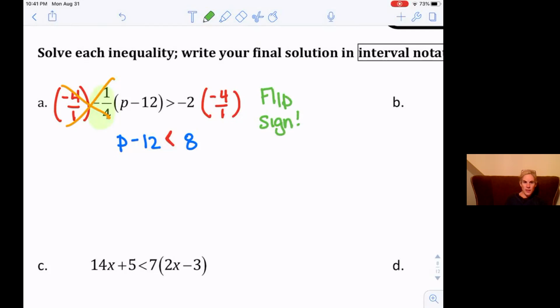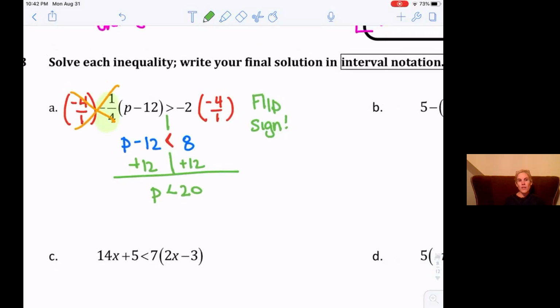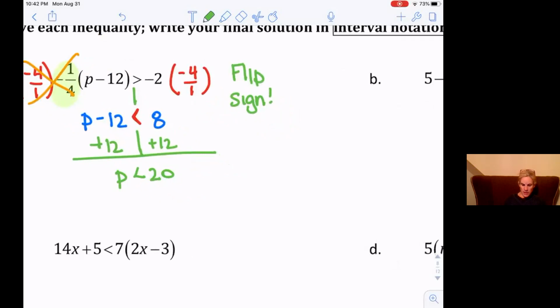All right, so from here, I almost have p isolated. What we want to do next is to use inverse operations to get rid of that -12. So we're going to add 12 to both sides. And we would get p is less than 20. If we were to graph p is less than 20, that would be 20 on our number line. We would represent that with an open circle. And we would want values that are less than 20. So that would mean that we would be shading to the left side for less than.